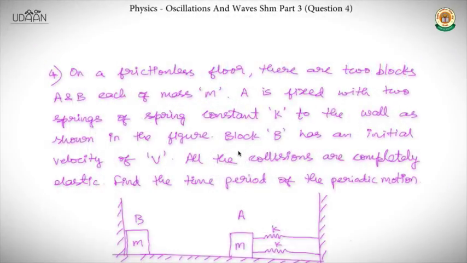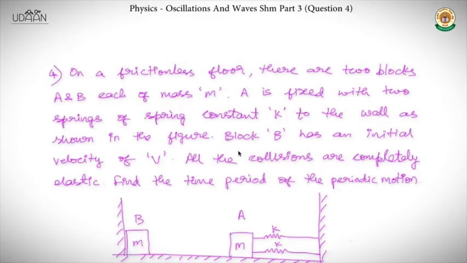Alright, now that you've tried out some easy problems, let's try solving a complicated one. On a frictionless floor, there are two blocks A and B, each of mass m. A is fixed with two springs of spring constant k to the wall as shown in the figure, and block B has an initial velocity of v. All the collisions are completely elastic. What we have to do is find the time period of the resulting periodic motion.